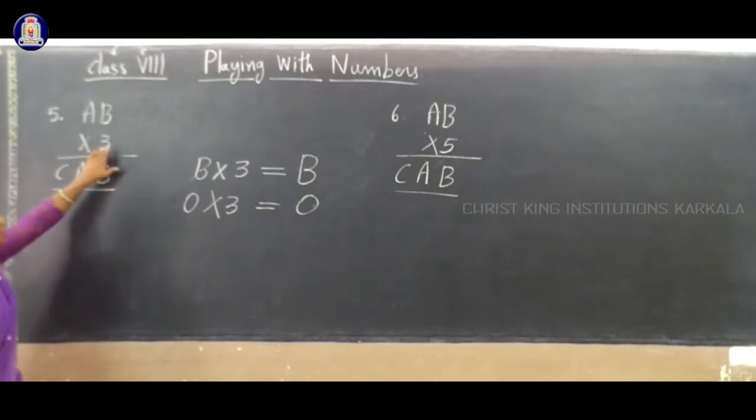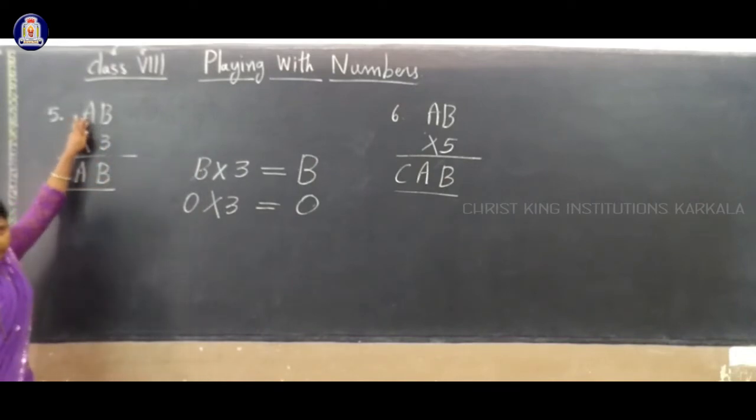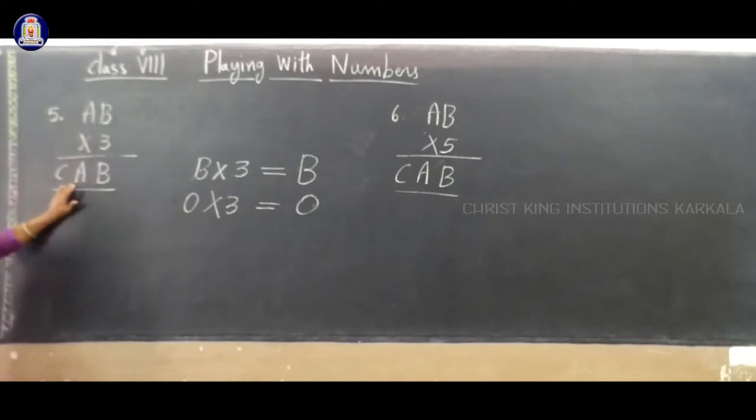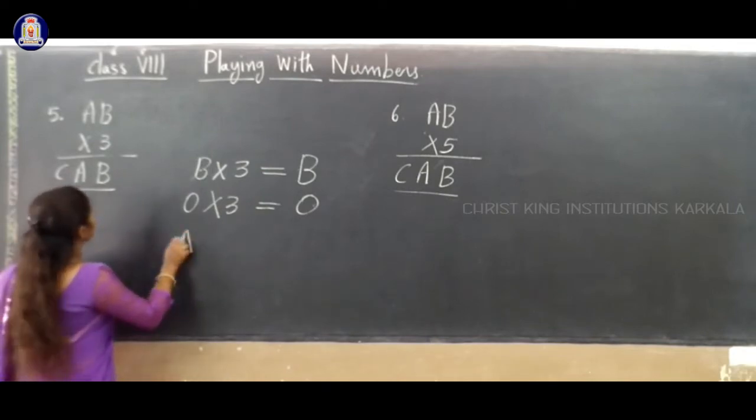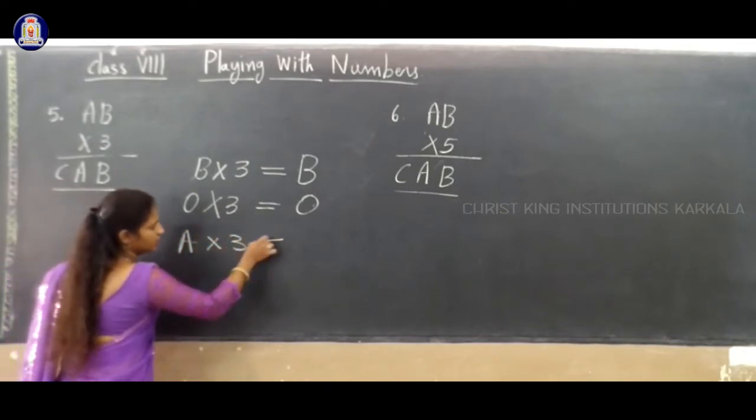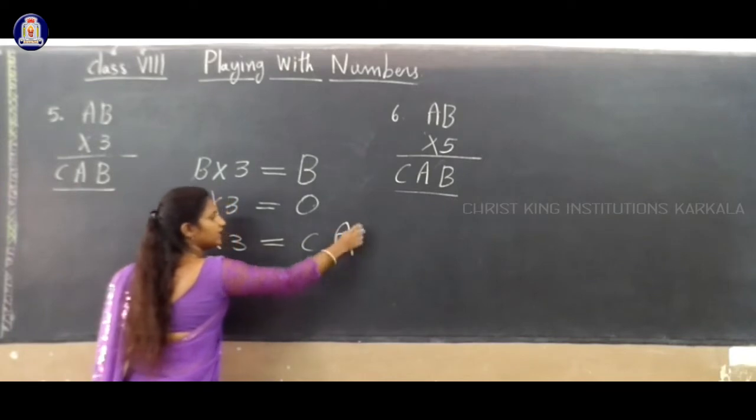Correct. Now again you have to multiply 3 into A. See the question, 3 into A. If you multiply 3 into A, the answer you must get is A, the same answer, but it has to be a 2 digit number. And one more value is given, which is C. So multiplying A into 3 should give the answer CA.